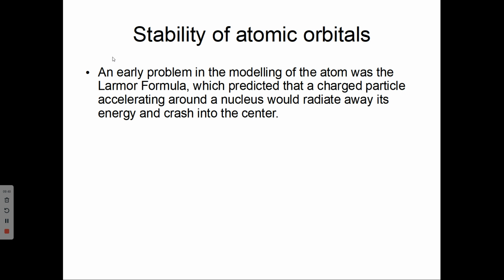Well, an early problem when people were trying to model the atom as an electron orbiting a proton was that if you have a charged particle which is accelerating, and if you move in a circular orbit you are accelerating, then there's this Larmor formula from classical electrodynamics, which says that this particle would radiate energy and thereby lose energy and consequently just crash into the center, and then the atom has lost its shape.